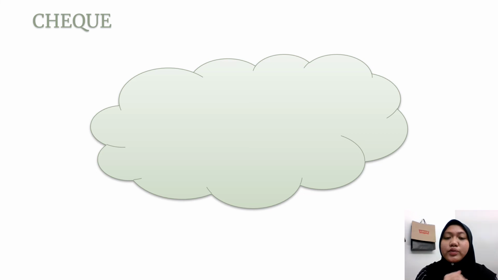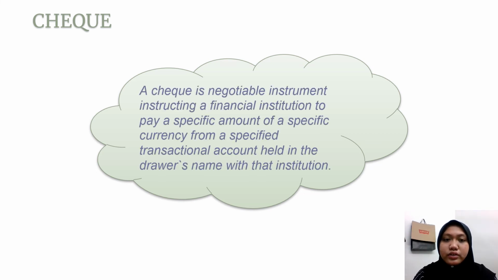Okay, so let's move on with the check. Okay, a check is a negotiable instrument instructing a financial institution to pay a specific amount of a specific currency from a specified transactional account held in the drawer's name with that institution. Okay, so for more easier to know what is the meaning of check, okay, so check is transaction in our book account business, and it is more easier for us to know our in and out our own money business account. So that is for check.